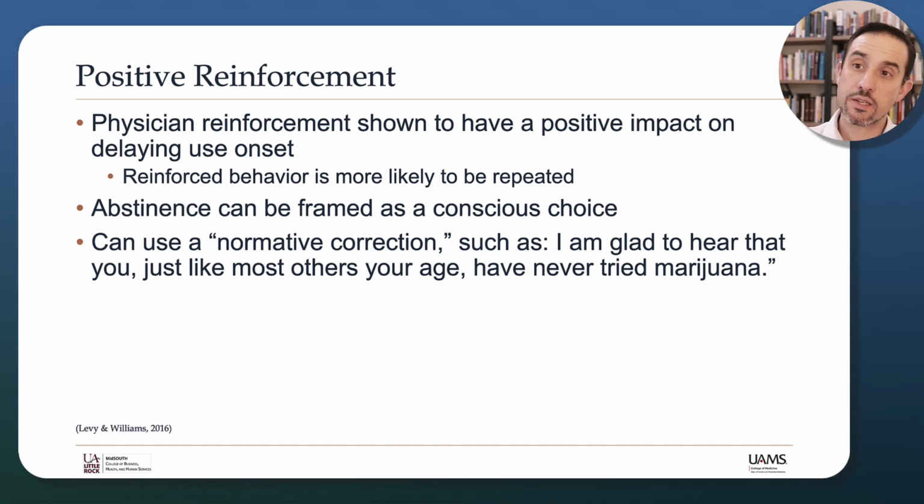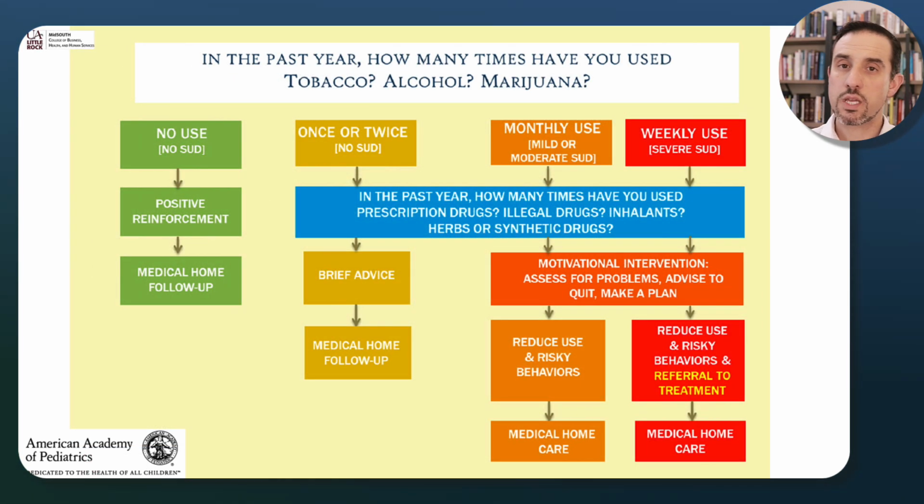And so this is a chance to give what's called a normative correction. Like, I'm glad to hear that you, like a lot of other kids your age, have never tried this, or have not done it, or have chosen to go in this direction. It's not easy, but you can make the right choice, or the healthy choice, if you will. You can do that if you'd like to, because again, this is true. This is what the data is showing us. It's not most kids who are using, it's most kids who actually aren't. But reinforcing that is important. When we reinforce a behavior, we're more likely to repeat it.